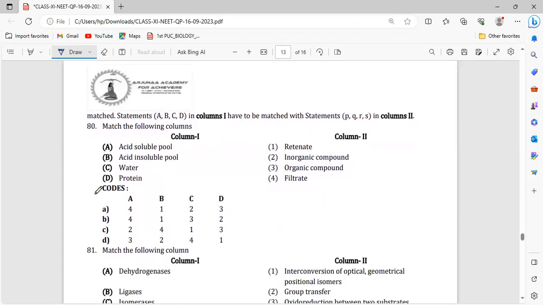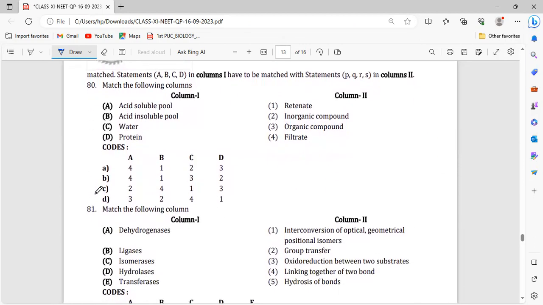Then match the following type. Question number 80. Acid soluble pool goes with filtrate. Filtrate is acid soluble pool. Acid insoluble pool is retentate. And water goes with inorganic compound. Protein is organic compound. It should be option A.